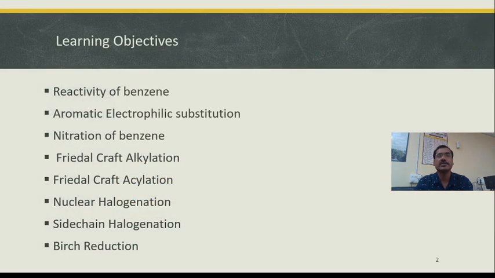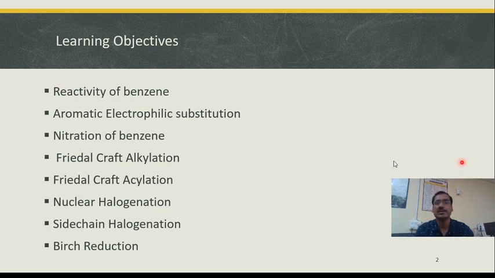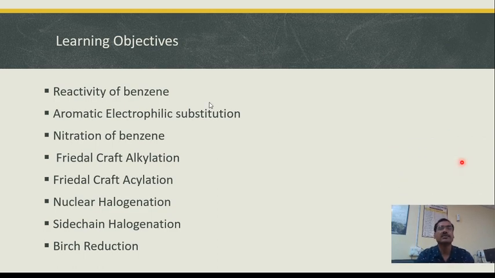The learning objectives of this particular video lecture would be to understand the reactivity of benzene, to know the general nature of aromatic electrophilic substitution, which is the most common reaction in all the benzenoid systems. Thereafter, we will see the mechanism of a few common aromatic electrophilic substitution reactions like nitration, Friedel-Crafts alkylation, Friedel-Crafts acylation, and nuclear halogenation. The mechanism of side chain halogenation and the Birch reduction will be covered in the next lecture in the series.